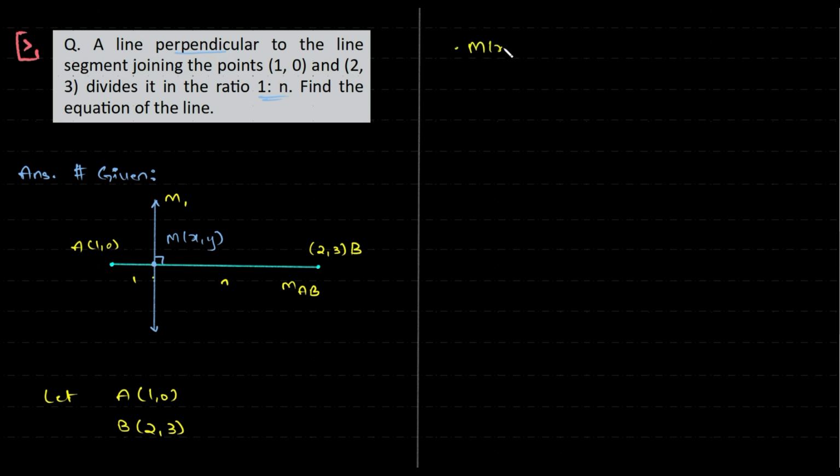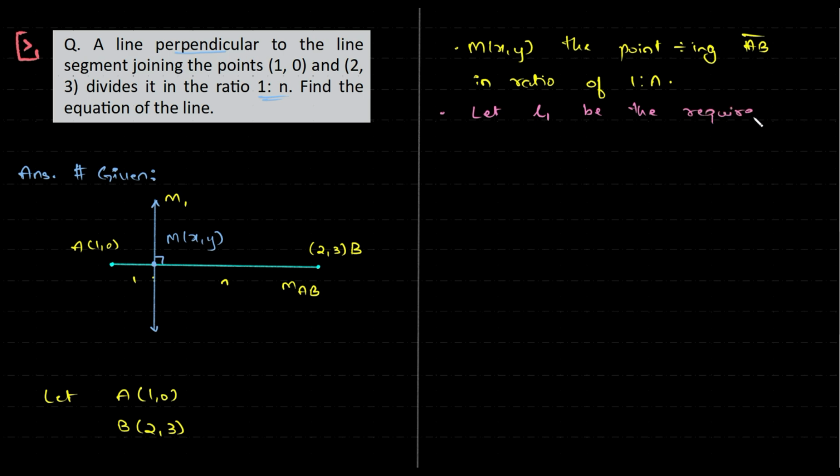Then we have M(x, y), the point dividing AB in the ratio of 1:n. Next we have the following. Let L1 be the required line, which divides the line in the ratio of 1:n and is perpendicular and all of that. Now, first thing is, how will we work it out? Let's discuss that. Okay, let's have a plan.